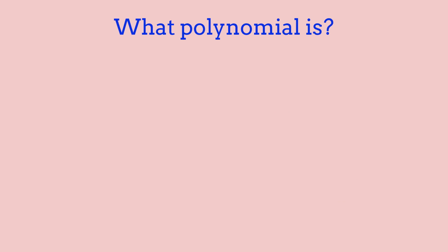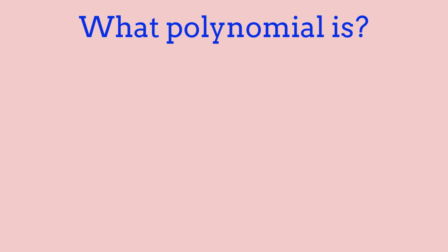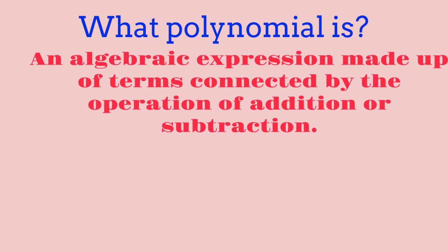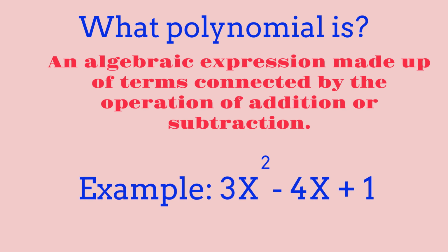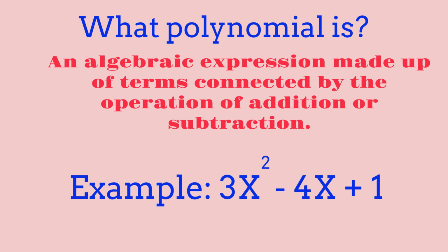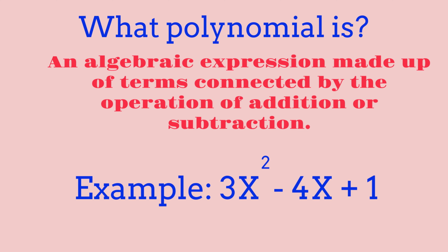So let's get started with what a polynomial is. A polynomial is basically just an algebraic equation made up of terms connected by the operation of addition or subtraction. An example of a polynomial could be 3x to the power of 2 minus 4x plus 1. So that is a polynomial. Just before we dive deep into polynomials, we first need to understand what a term and a degree is.